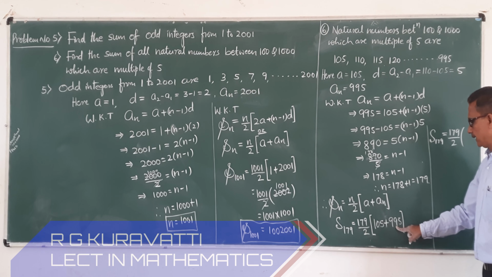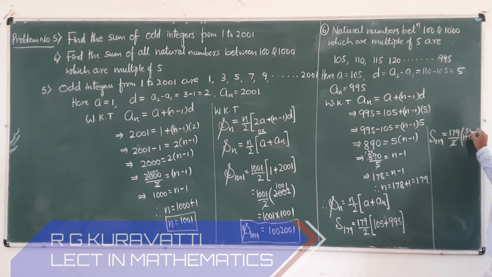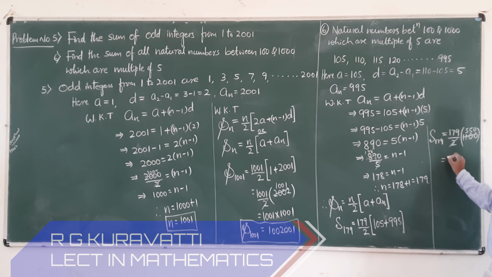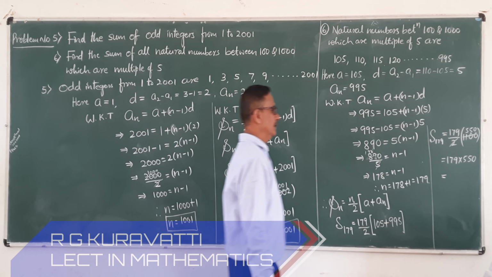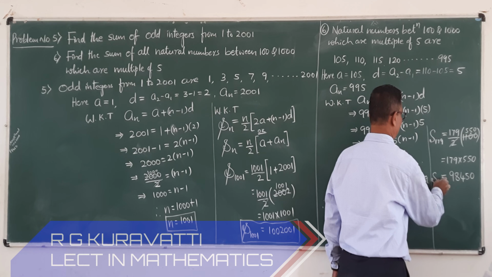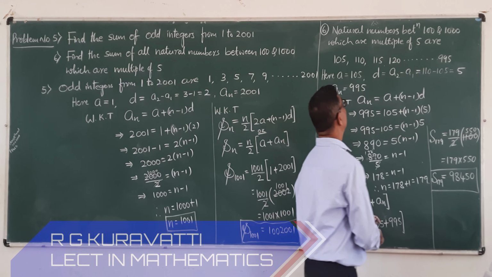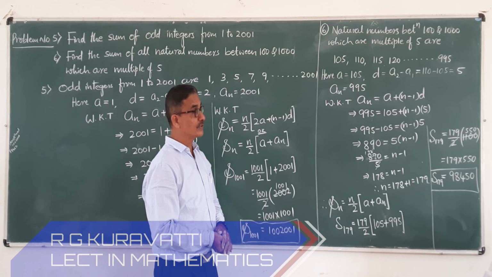5 plus 5 is 10, carry 1, 9 plus 1 is 10, carry 1, 9 plus 1 is 10, plus 1 is 11. That is 1100. 2 elevens are 22, 2 fives are 10, 5 fifties are 550. So that is 179 into 550. Multiply 179 into 550. After multiplication, that is 98450. So this is the sum of natural numbers between 100 and 1000, which are multiples of 5.